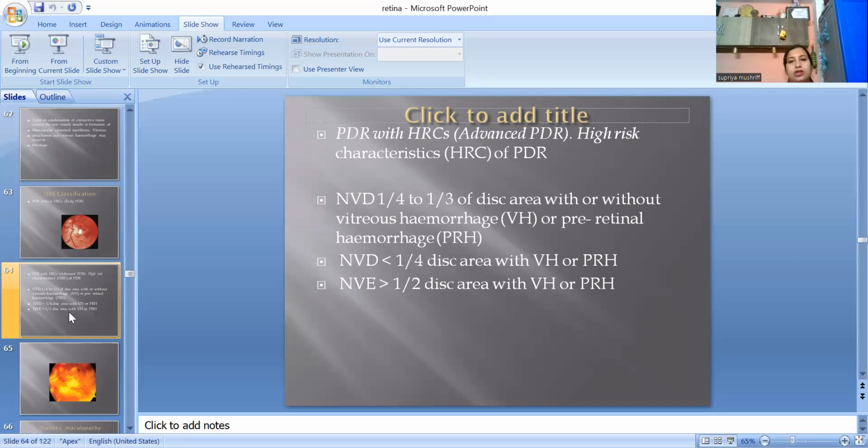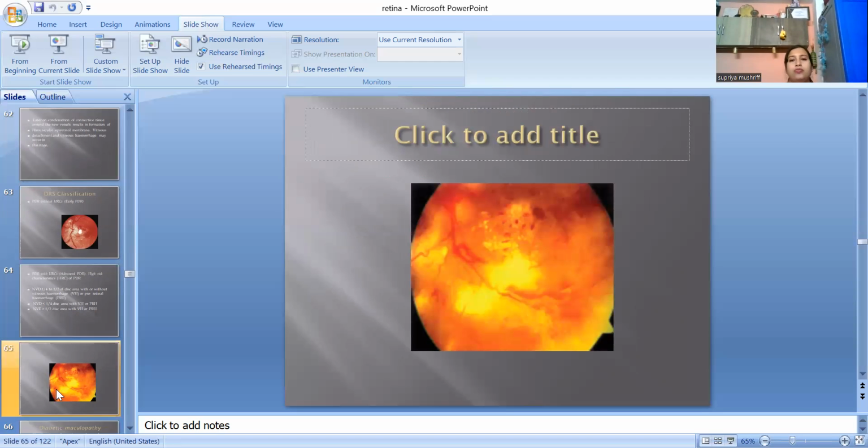NVD 1/4 to 1/3 of disc area with or without vitreous hemorrhage or pre-retinal hemorrhage, or NVD less than 1/4 disc area with vitreous hemorrhage or pre-retinal hemorrhage, or NVE more than 1/2 of the disc area with vitreous or pre-retinal hemorrhage. So this is the diagrammatic representation of PDR with HRC, that is proliferative diabetic retinopathy with high risk characteristics. Here we can see NVD, NVE, vitreous hemorrhage, etc.